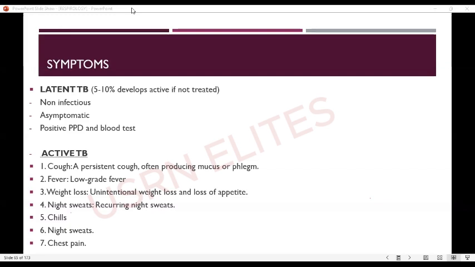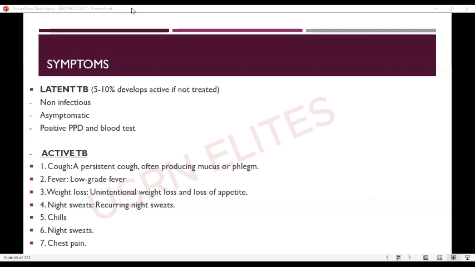Now, these are some of the things you should know for latent TB. They are non-infectious. They can't transmit, and they are asymptomatic. There's nothing like fever, chills, or whatever. Then lastly, they will have a positive PPD and a positive blood test if we test for TB. That is something cardinal about latent TB.